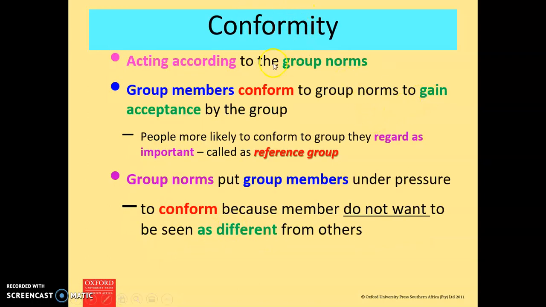Conformity, when we talk about groups, we tend to talk about conformity when an individual acts according to the group norms. So members in the group act to conform to the group norms in order to gain acceptance by the group. So people are more likely to conform to the groups they regard as important. This is called reference group. So they want to be accepted by the groups. So the behavior is more conforming to the behavior of the majority of the group, or at least to the reference group.